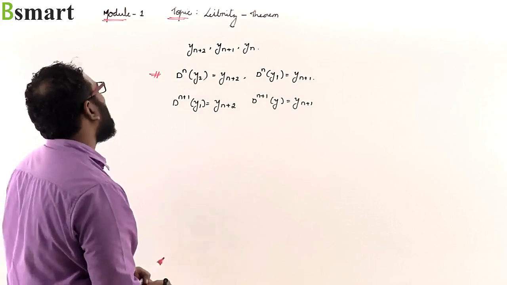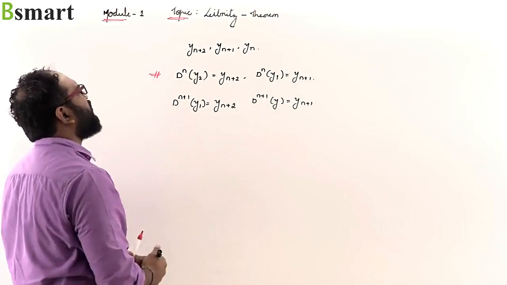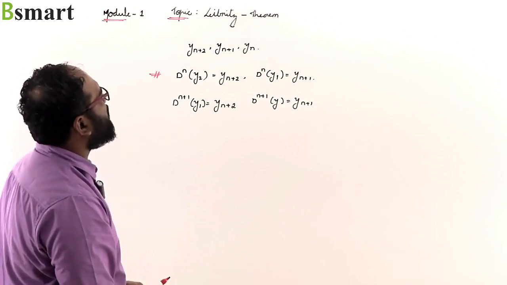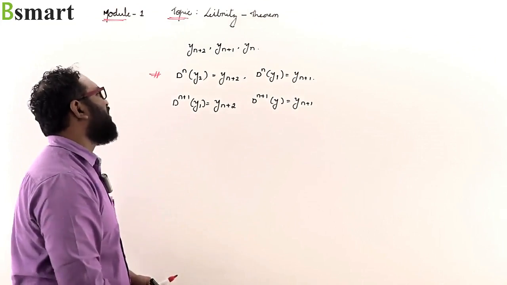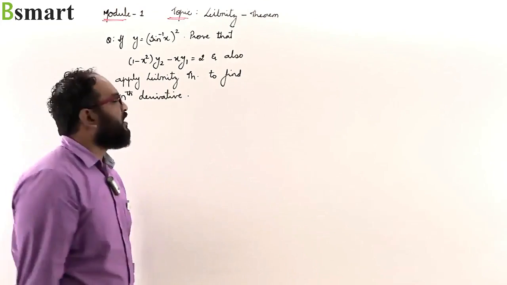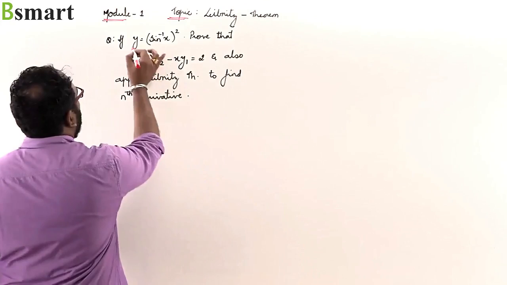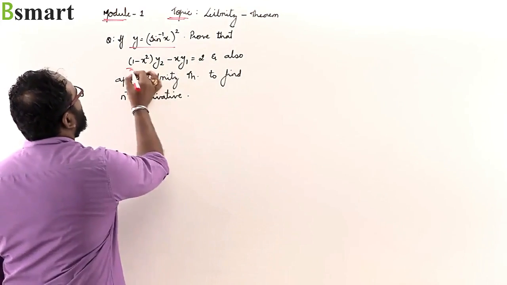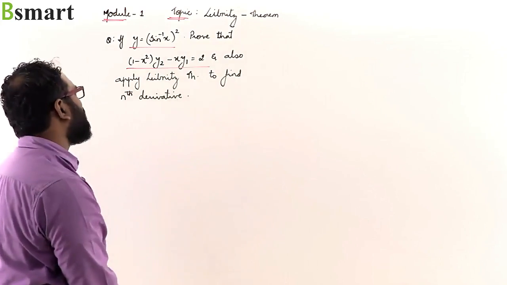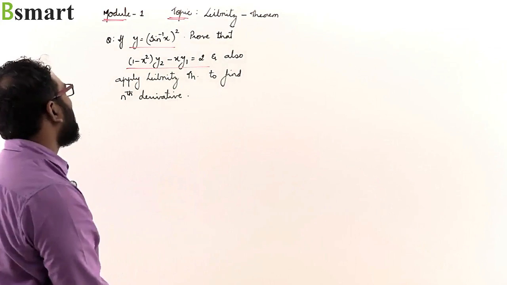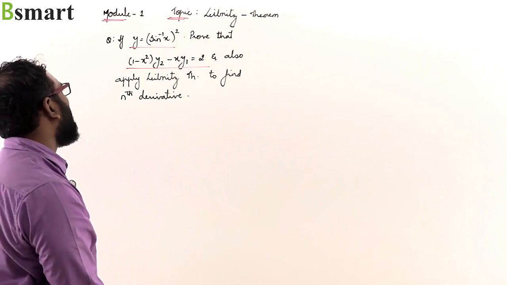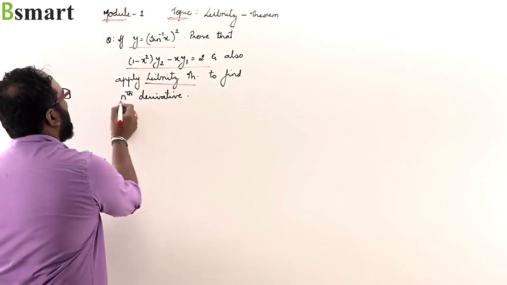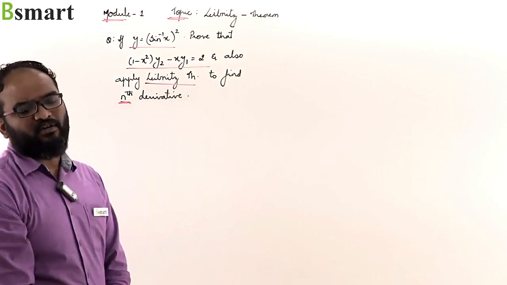Okay. So now we'll solve some of the questions by using the Leibniz theorem, how to obtain the relation between yn plus 1 and yn plus 2. Now, given y is equal to sine inverse x whole square, and it is asking us to prove that 1 minus x square y2 minus xy1 is equal to 2, and also to apply the Leibniz theorem to find out the nth derivative of a function.